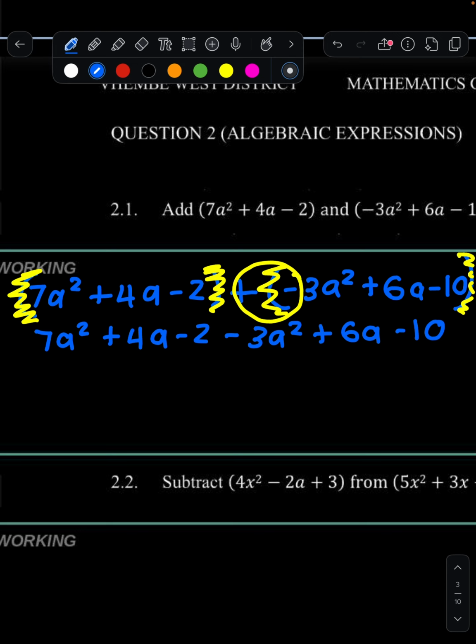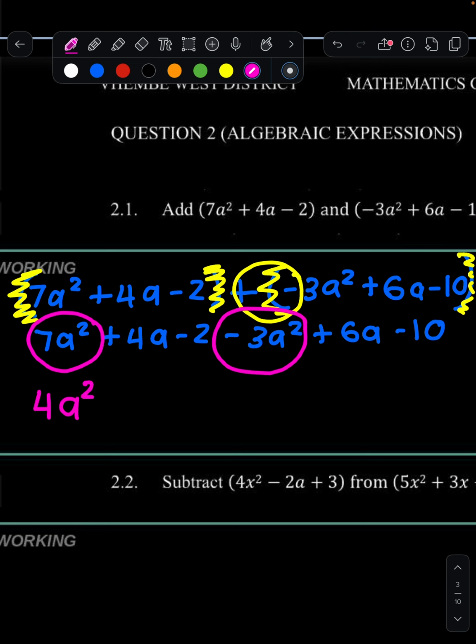And then with algebraic expressions, we simplify as far as we can. So we are going to add the like terms. For example, a squared, we can add 7a squared and the minus 3a squared. Be really careful. Make sure you include the sign in front. So 7a squared minus 3a squared is 4a squared. So 7 minus 3 is 4.